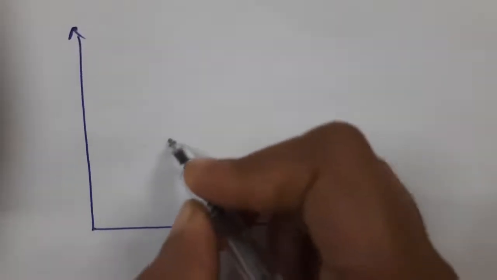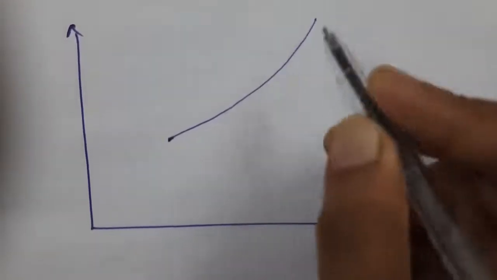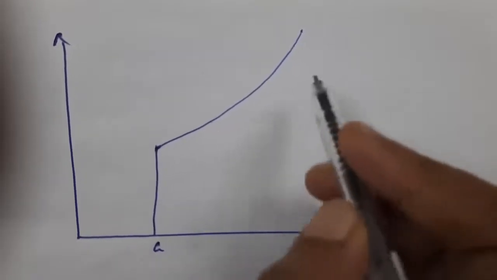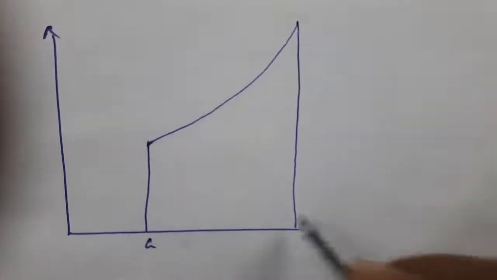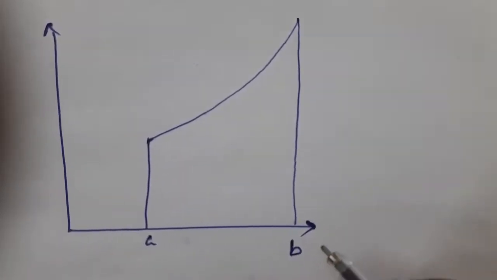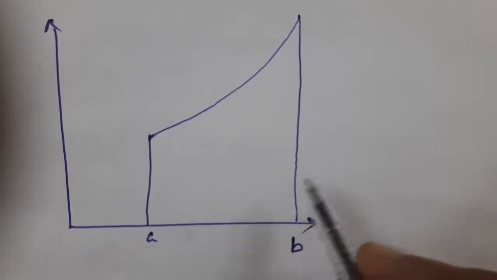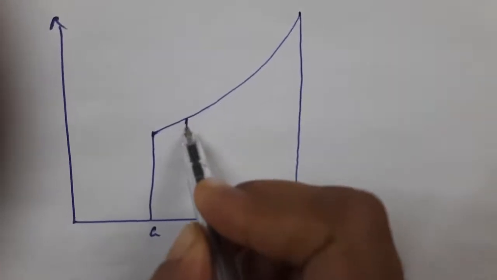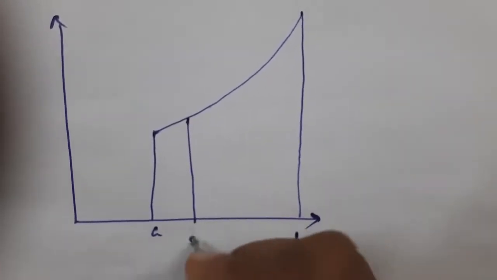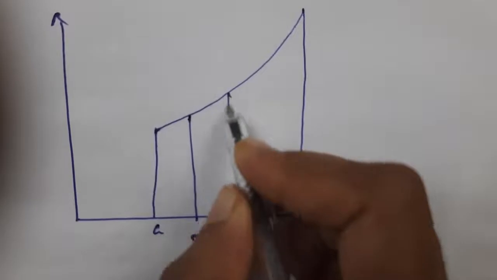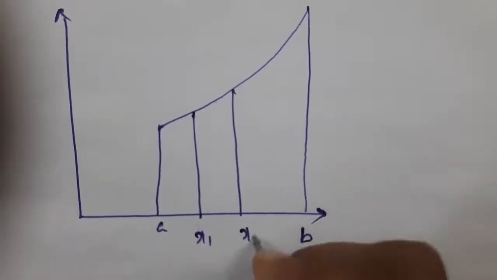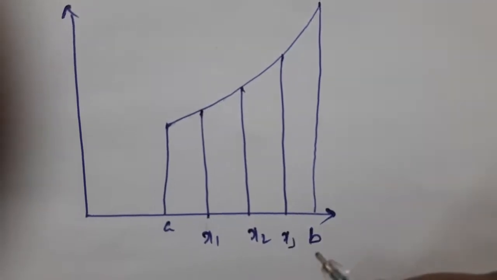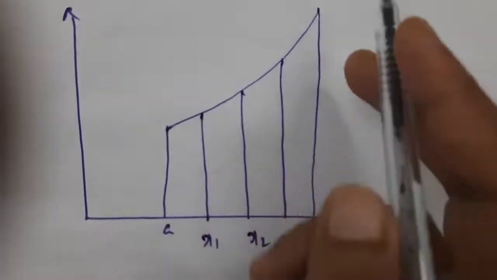Listen here. This is the curve. This is position A and this is position B. Now I said we have to consider the small rectangular strips. So consider this as x1, this is x2 and this is x3. Okay, so this is the function f of x.